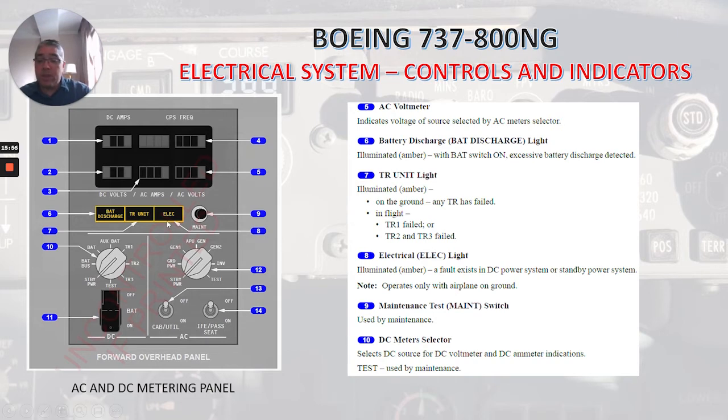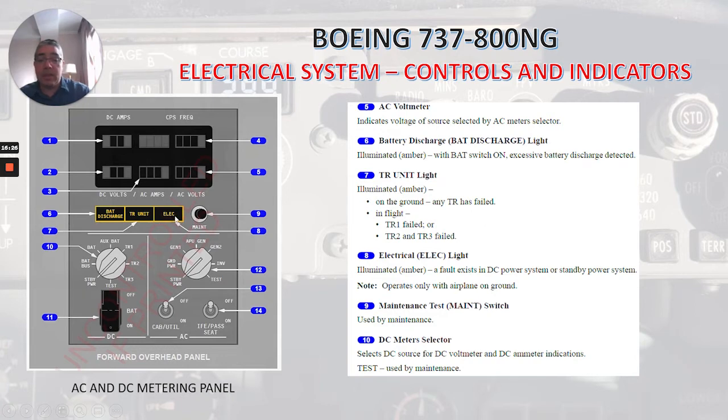Now let's talk about this light here. Number 6 is the battery discharge light. When it is illuminated amber, with the battery switch on, excessive battery discharge is detected. TR unit number 7, illuminated amber. If we are on the ground, any TR has failed. In flight, TR1 failed, or TR2 and TR3 failed.